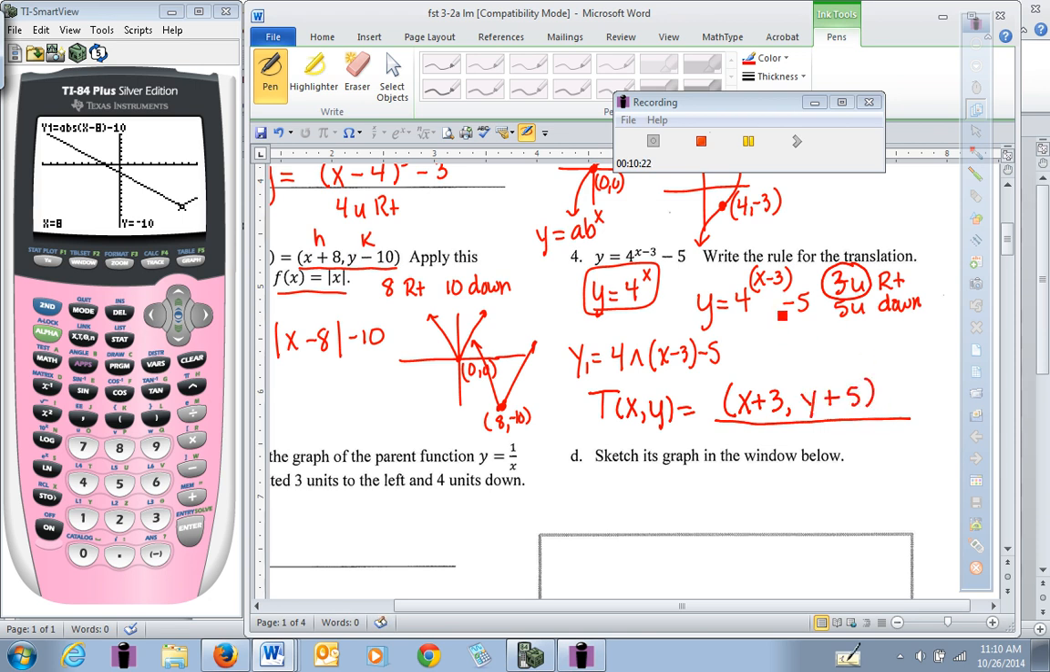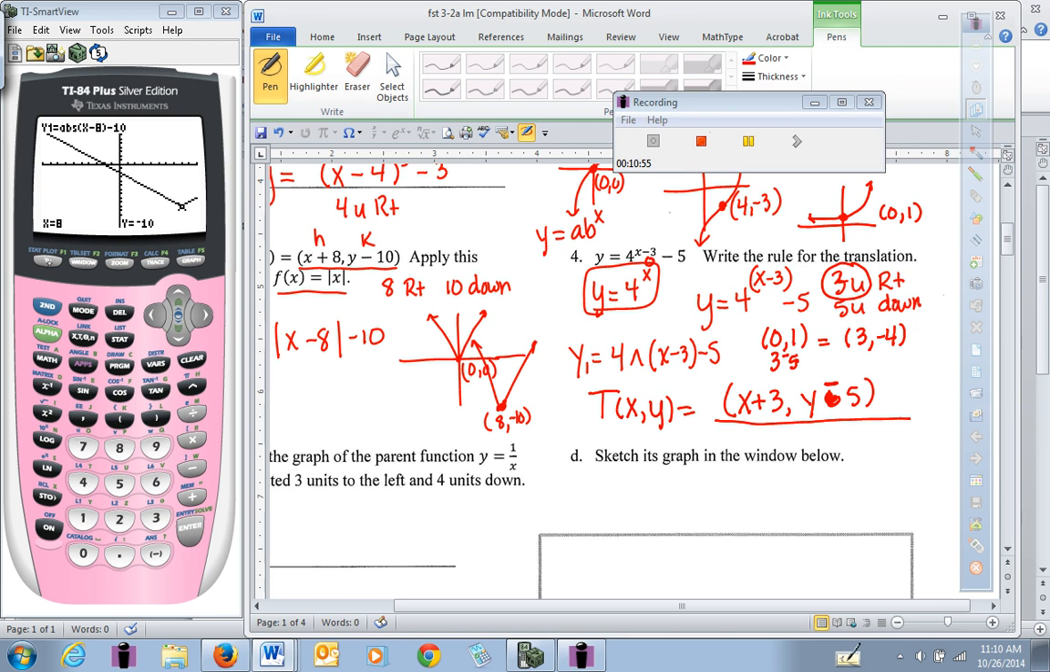On this one, we'd be tracking, remember your parent function here? Your parent function of the exponential would go through 0, 1, because anything to the 0 power is equal to 1. 4 to the 0 power is 1. We'd want to track what happens to the point 0, 1. We want it to go 3 to the right and up. Oh, 5 down. Sorry. A little mistake here. 5 down. We've got to have a minus 5 there. We want to go 5 down. Okay, so that means that this would become the ordered pair 3, negative 4.